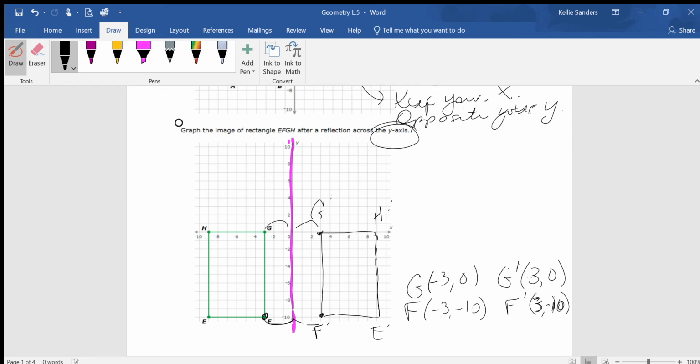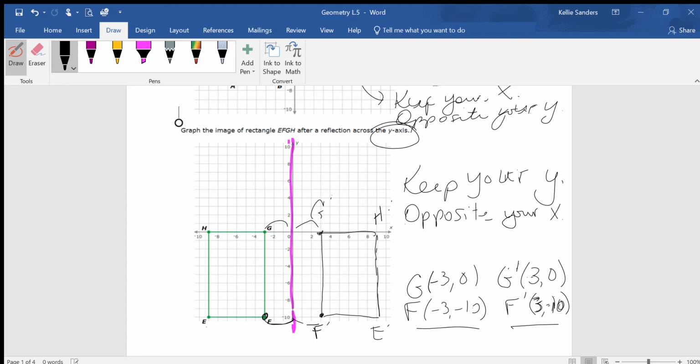So when we reflect across the y-axis, look to see what stayed and look to see what changed. Well, in this case, if we reflect across the y-axis, you're going to keep your y, opposite your x. That's the rule again that we're going to use on L6.